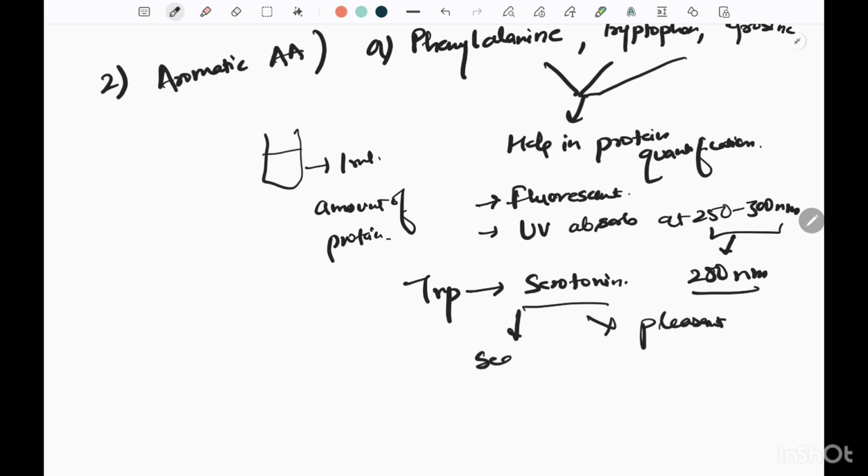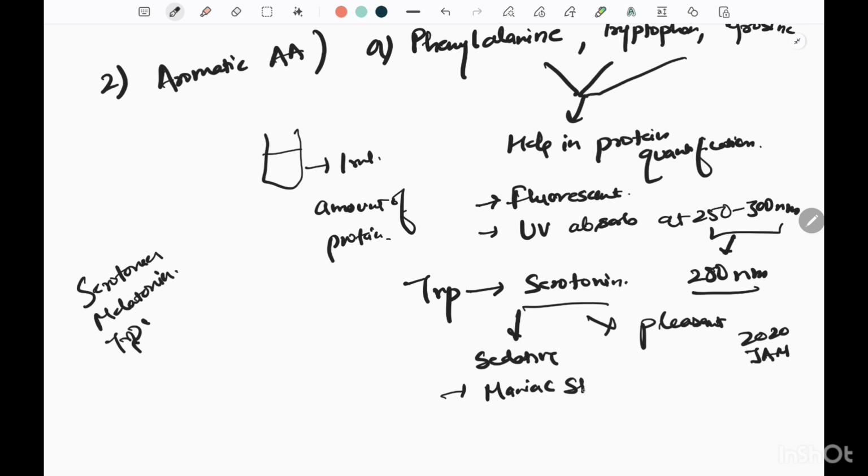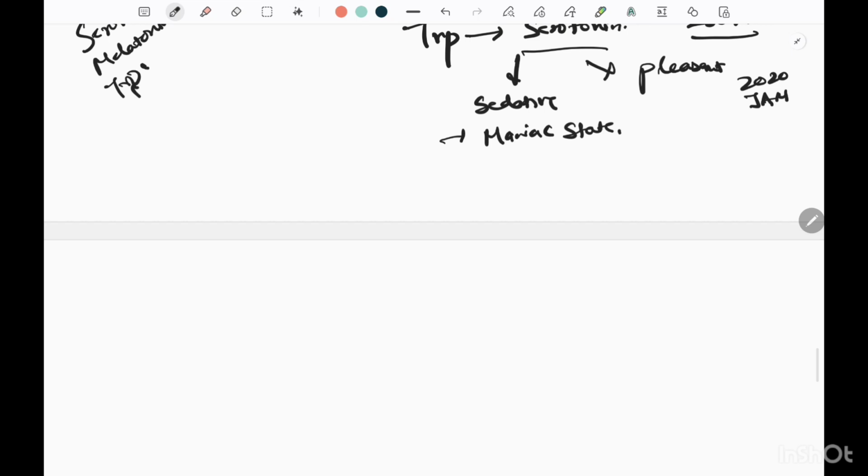So it has a sedative effect, and this question was asked in the 2020 JAM exam. There they asked questions about the serotonin pathway, the melatonin pathway, as well as this tryptophan pathway. They directly ask which pathway serotonin is made by, so you must know about this. Okay, the extremely high level of serotonin can cause a manic state. So if your girlfriend or boyfriend is manic, just remember they have a high level of serotonin.